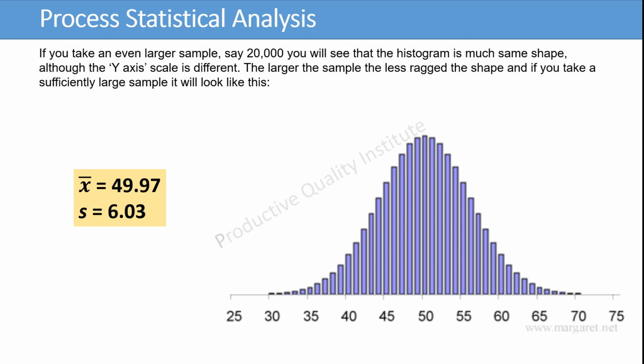If you take an even larger sample, say 20,000, you will see that the histogram is much the same shape, although the y-axis scale is different. The larger the sample, the less ragged the shape, and if you take a sufficiently large sample, it will look like this.